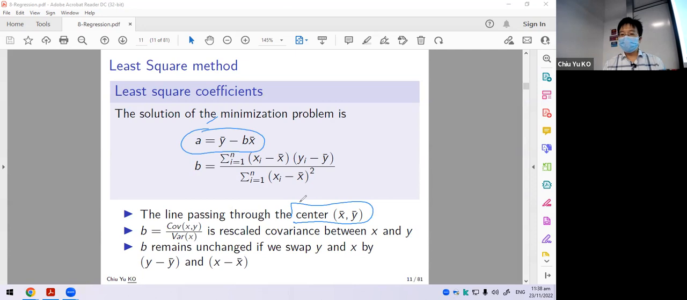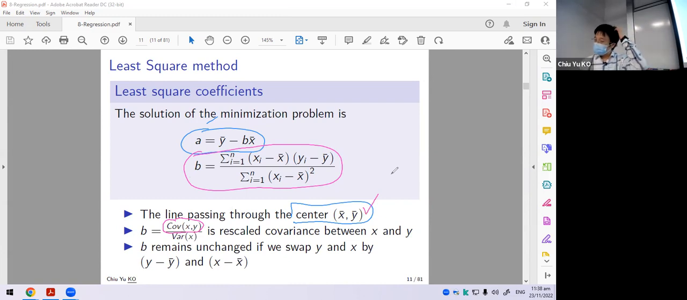And what would be the B, okay? A is the intercept, B is the slope, right? The slope turned out to be directly proportional to the covariance, right? If you try to write that, this is the formula: covariance. And it is probably easy to see because the line actually passes through the center, right?